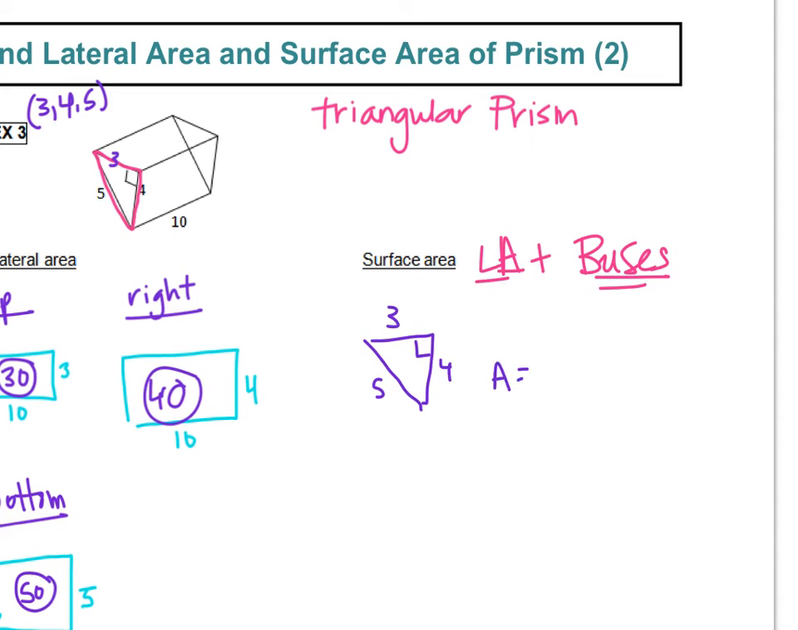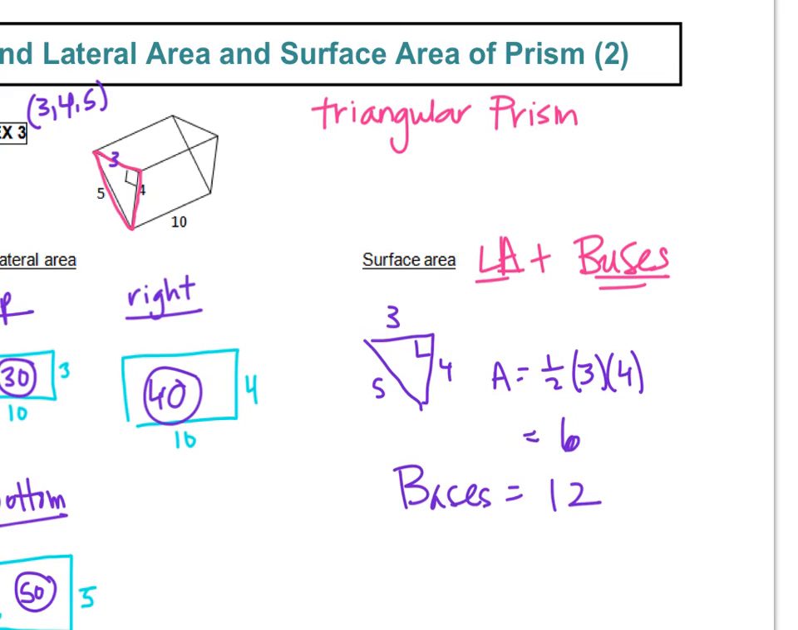Area of a triangle is equal to 1/2 times the base, which is 3, times the height, which is 4. Remember, your base and your height of triangles just have to be perpendicular to each other. All right, 1/2 times 3 times 4 is 6. So that's one base. Remember, we have two bases, so we're going to double that. So the area of the bases is equal to 12.